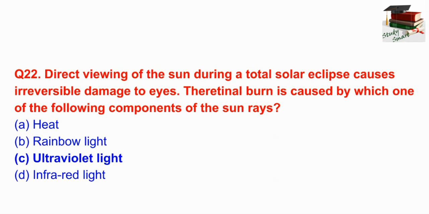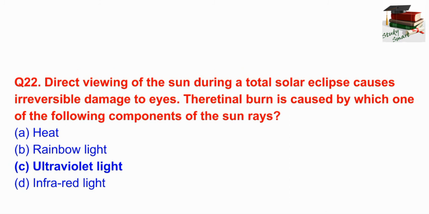Next question. Direct view of the sun during a total solar eclipse causes irreversible damage to the eye. The retinal burn is caused by which of the following components of the sun rays? Option A, heat. Option B, rainbow light. Option C, ultraviolet light. Option D, infrared light. So right answer is option C, ultraviolet light.